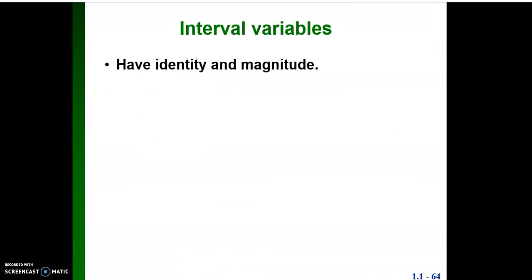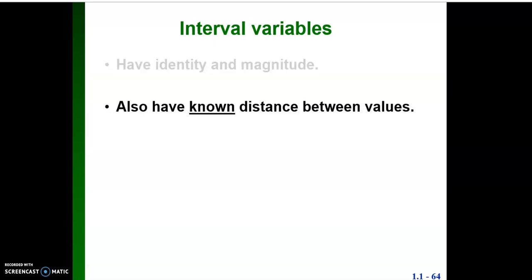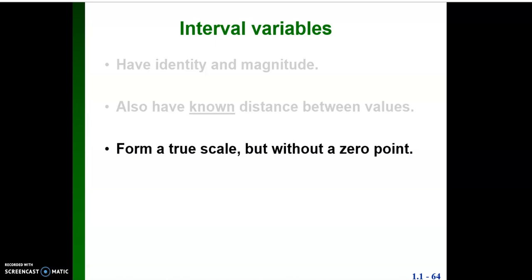What are interval variables? Of course, they have identity and magnitude. They also have a known distance between the values, or the difference between the values. They form a true scale but without a 0 point. We have a true scale but there is no 0 point in it.